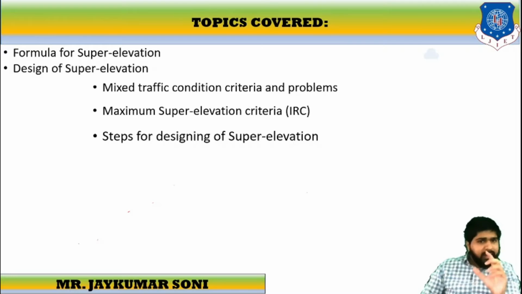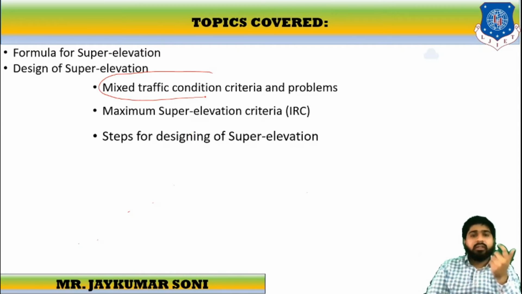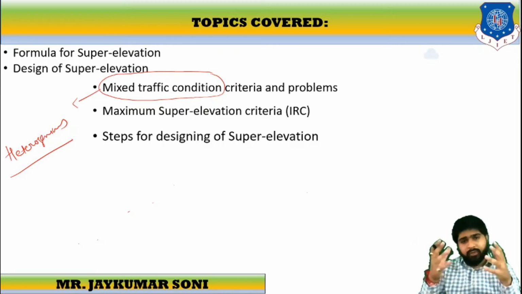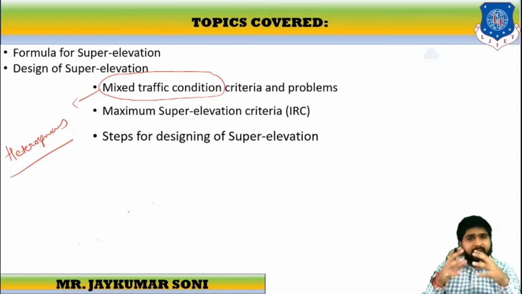So various kinds of vehicles move in the same direction and they generate a certain kind of traffic that is called mixed traffic condition. It also has another name, heterogeneous traffic condition. It means it is the mixture of all kinds of PCU, passenger car units, or vehicles. In such a condition, how do we overcome the issues of overturning of vehicles, or how should we provide the super elevation? That is what we are going to discuss.